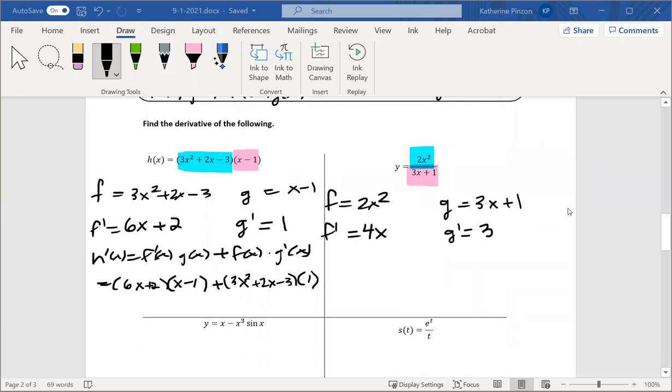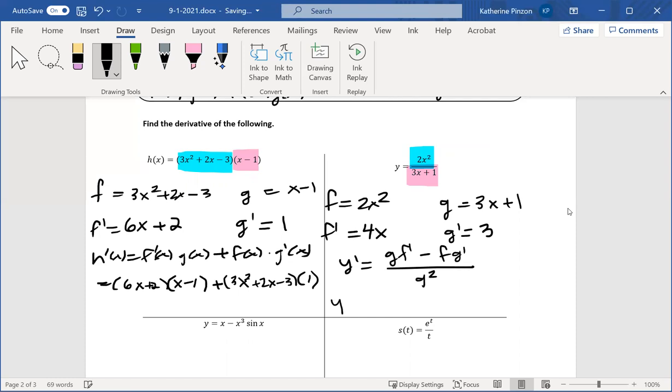Okay, so then I'm just going to plug it into the formula: y prime is (g f prime minus f g prime) over g squared. So y prime is going to be g, the bottom, 3x plus 1, times the derivative of f, 4x, minus f, 2x squared, times the derivative of g, 3, all over the bottom function, 3x plus 1 squared.